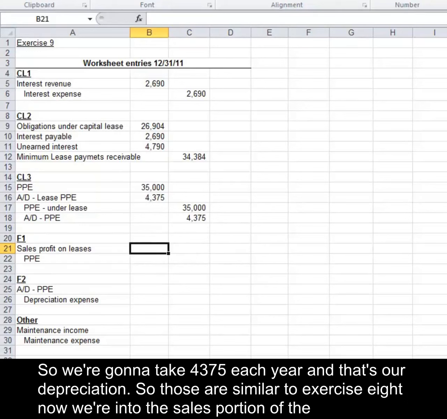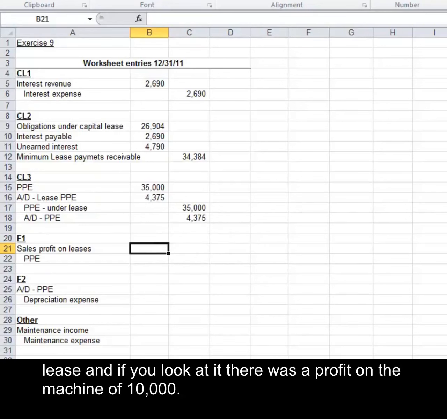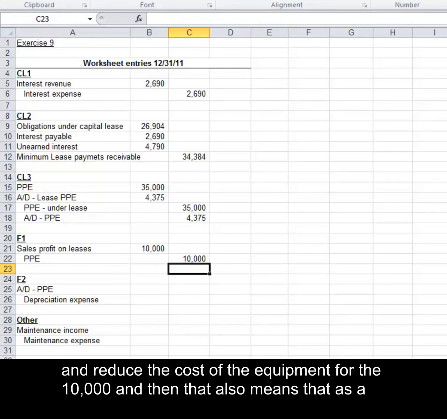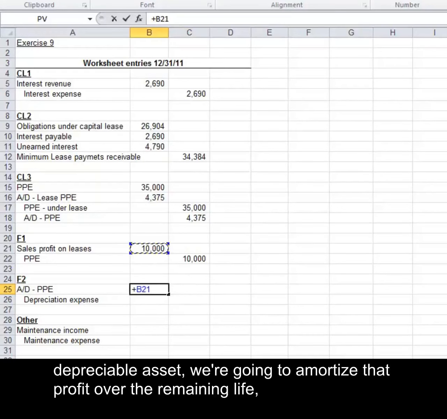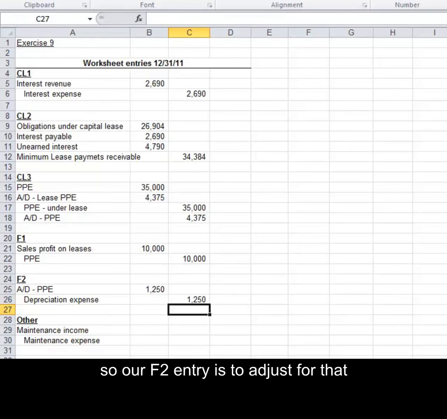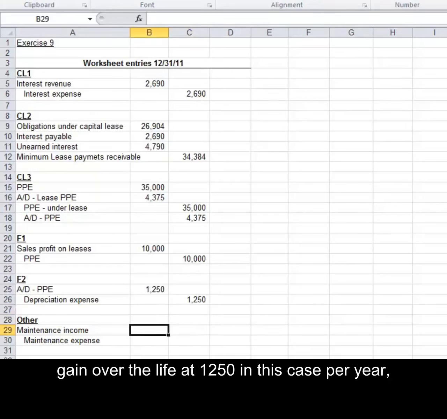Now we're into the sales portion of the lease, and if you look at it, there was a profit on the machine of $10,000. Well, we've got to take that profit out, just like we did in Chapter 4, and reduce the cost of the equipment for the $10,000. And then that also means that as a depreciable asset, we're going to amortize that profit over the remaining life, or adjust the depreciation if you liked that viewpoint. So our F2 entry is to adjust for that gain over the life at $12.50 in this case per year.